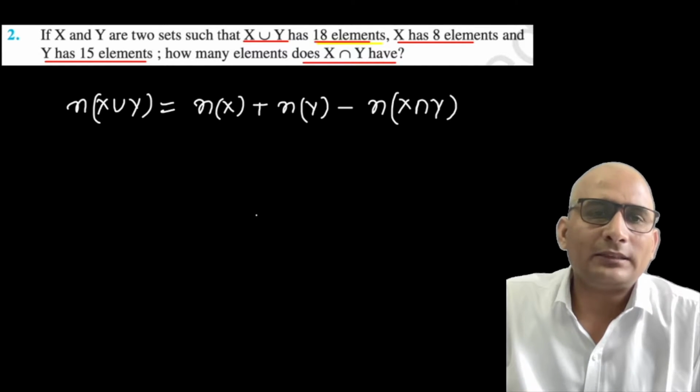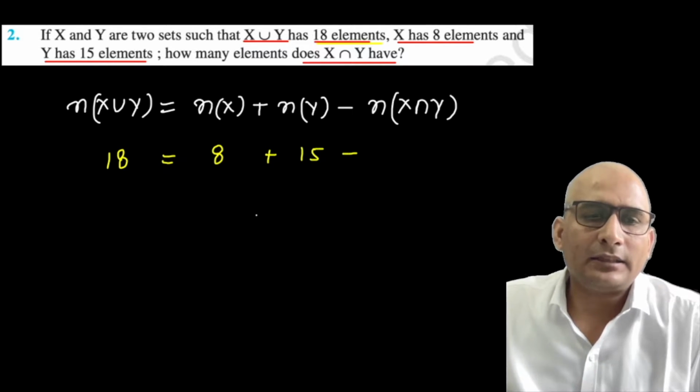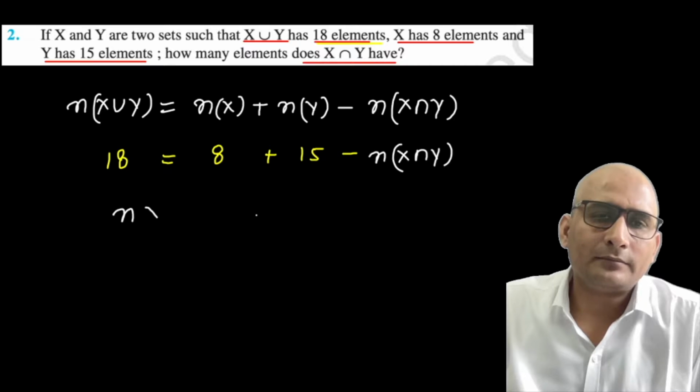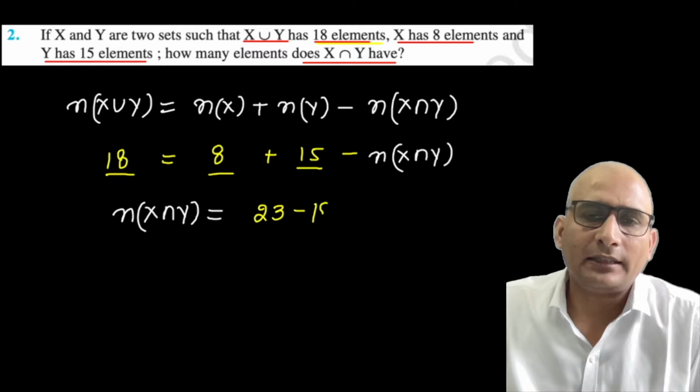Now put the given values here in this identity. What is X union Y? It is given as 18. It's given 8 in the question, it's given 15, and this thing we need to find in this question, X intersection Y, right? Now shift this to that side, then it can be written as 15 plus 8, 23, minus 18 is equal to 5. So 5 is the answer in this case.